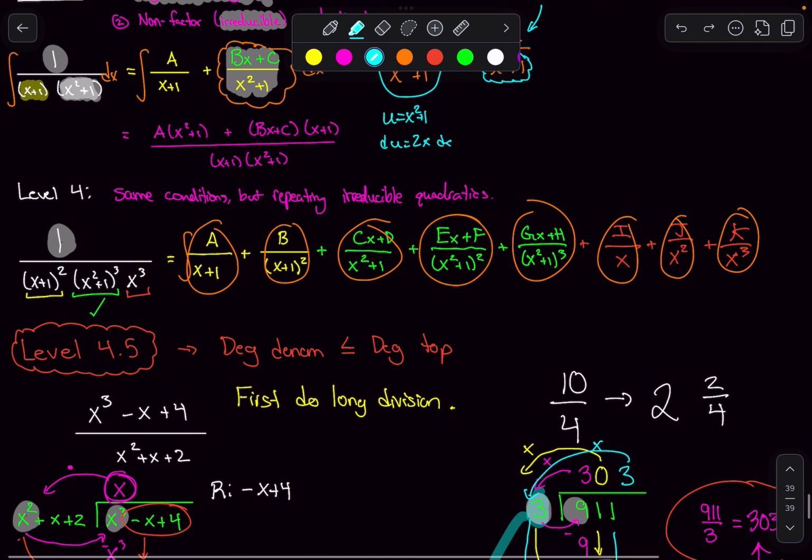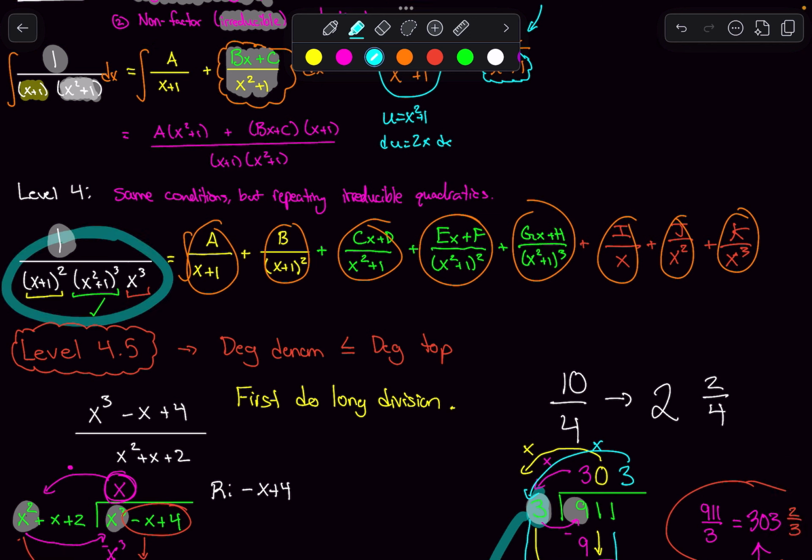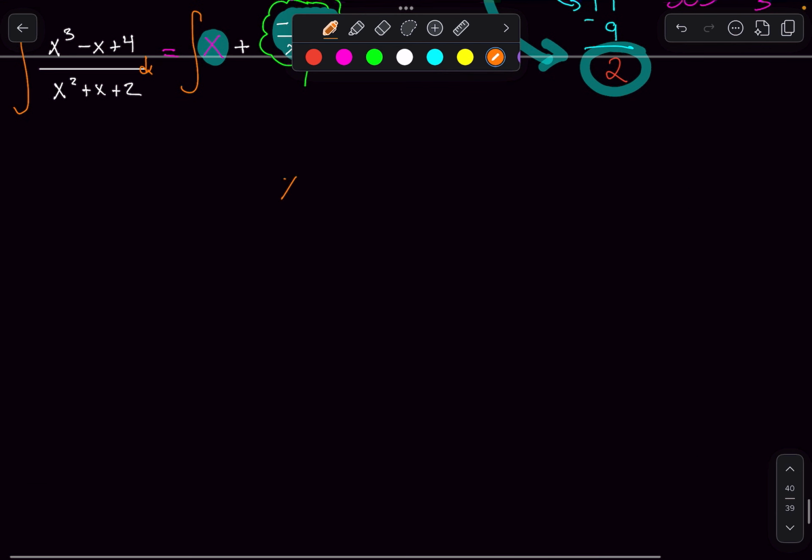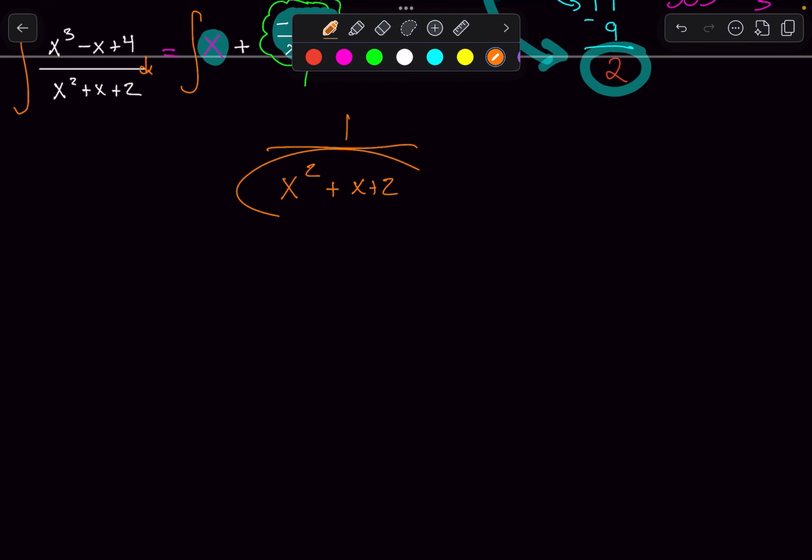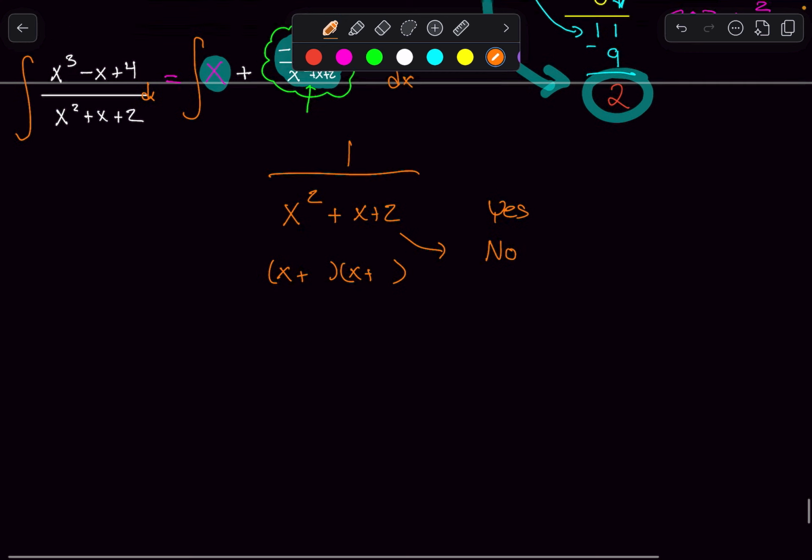But yeah, the hairiest ones you might get are going to be ones where you have a bunch of repeating terms in them, some irreducible quadratics. Sometimes you're going to get one that looks like x squared plus x plus 2, and you're going to have to figure out, does this thing even factor? You're going to have to put in the work and do the quadratic formula or something and be like, yes, it factors, or no, it doesn't factor, because whether it splits into x plus something and x plus something, or whether it doesn't, is going to really impact what those partial fractions end up looking like when you go to try and complete this integral.